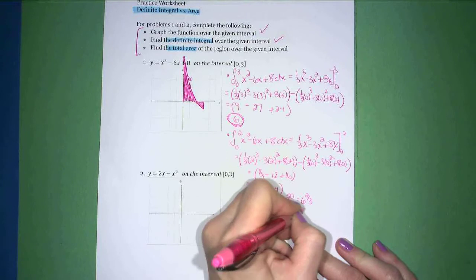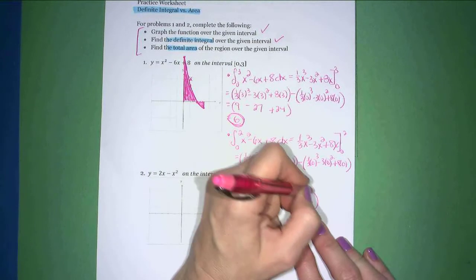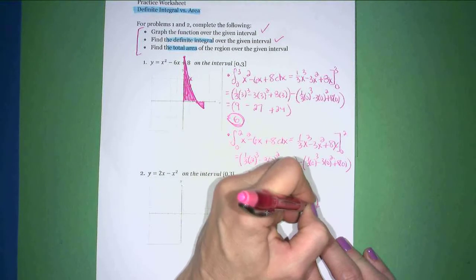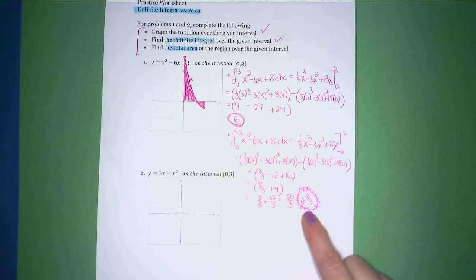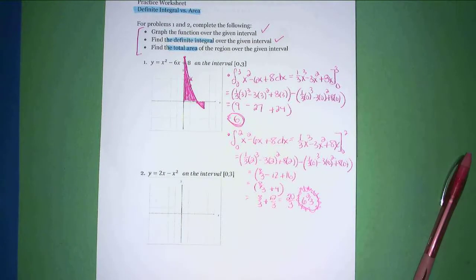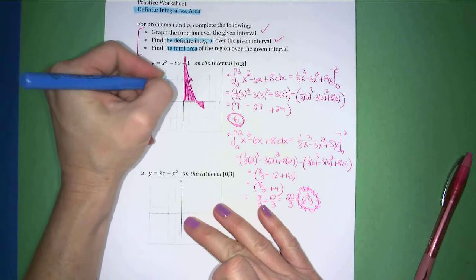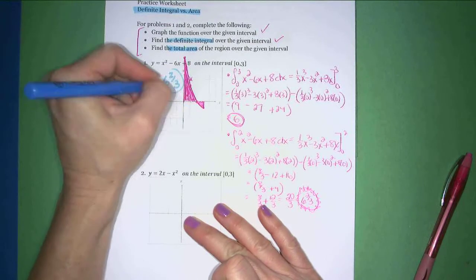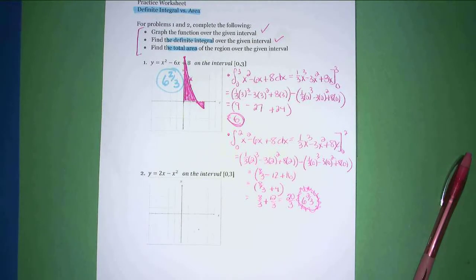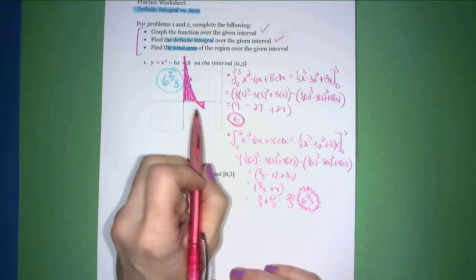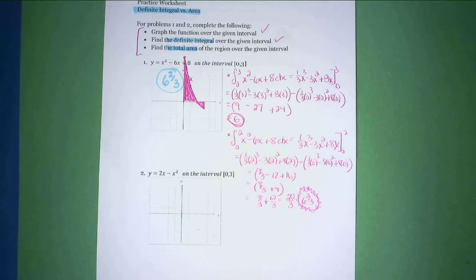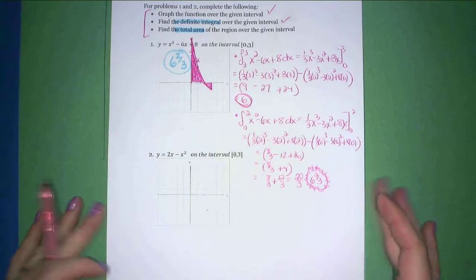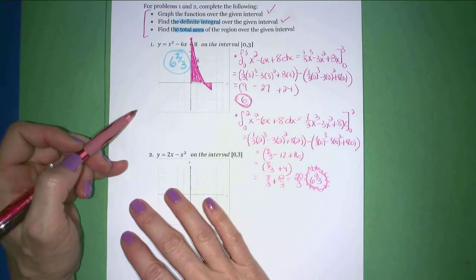Now, I shouldn't have circled that. Don't circle that. That's not the final answer. I only circle final answers. That's just my area from 0 to 2. So up here in blue, I now know I have an area of 6 2/3. But I still have to figure out how much I have from 2 to 3. So that'll be my next integral. I think I'll just come over here and work since I have some space here.